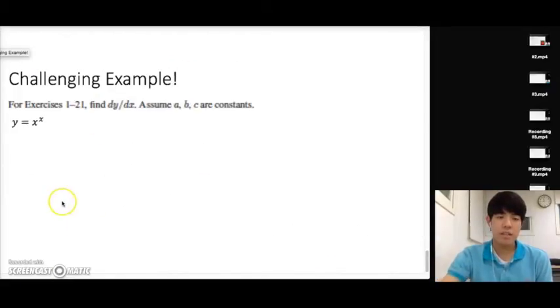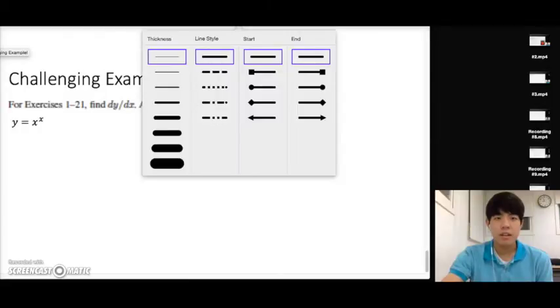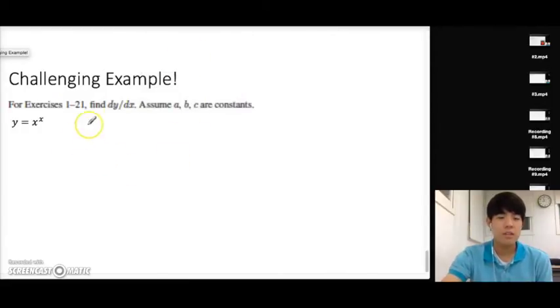The previous example we just did was fairly straightforward. I guess you guys won't have much problem with it. So let's take a look at a rather challenging example. Let's try deriving y equals x to the power of x. This function might look like a power function, it might look like an exponential function, but it's actually not. So there's a special way of deriving this.